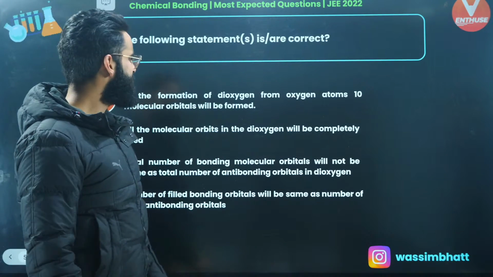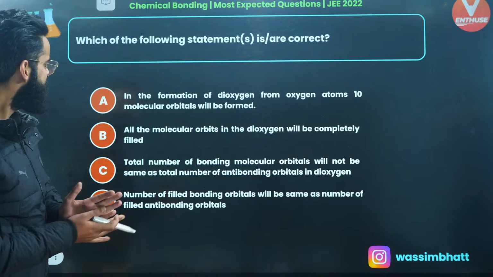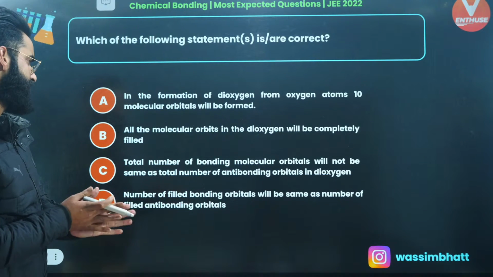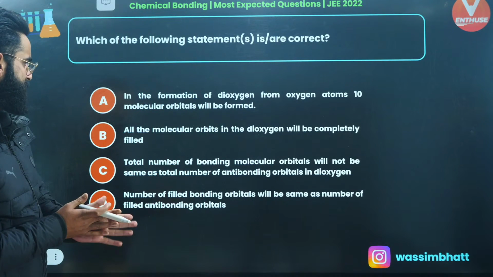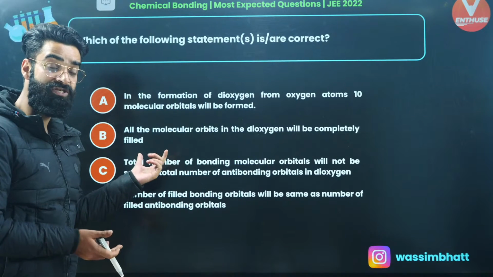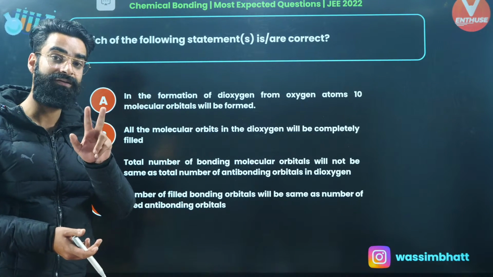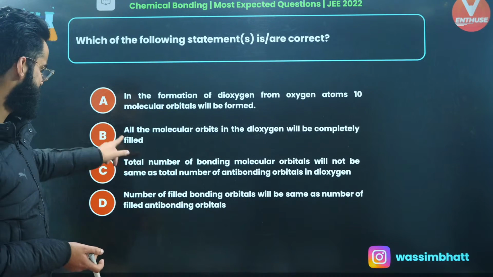Which of the following statements are correct? In the formation of dioxygen from oxygen atoms, 10 molecular orbitals will be formed, okay? All the molecular orbitals in the dioxygen will be completely filled. No way, because a few minutes back we saw the molecular orbital configuration of oxygen. There'll be 2 molecular orbitals wherein there was one electron present, where there were unpaired electrons present. So this one is incorrect.